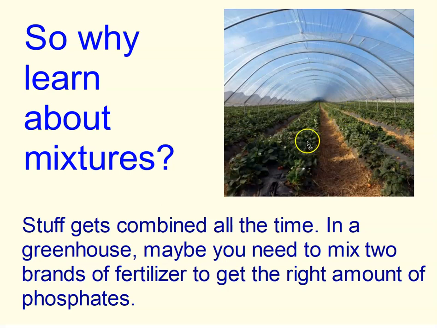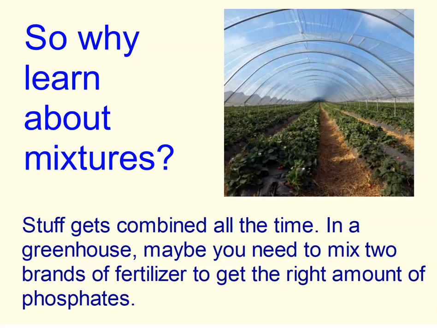In this example, there's a greenhouse that you're seeing here, and you might end up working at the greenhouse, and perhaps you've got to mix two different kinds of fertilizer, and one doesn't have enough concentration of phosphates, one's got too much, and you need to mix them together to get the right amount. And so, that does happen, and I want you to be prepared for that kind of thing, and also just have understanding of some basic mathematics, and this is part of it.